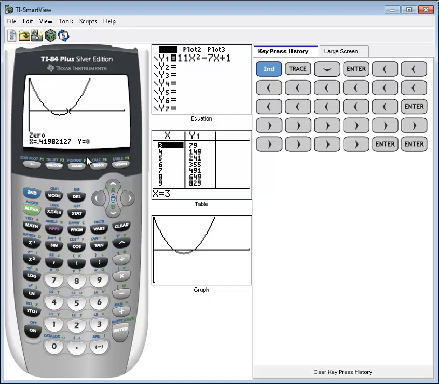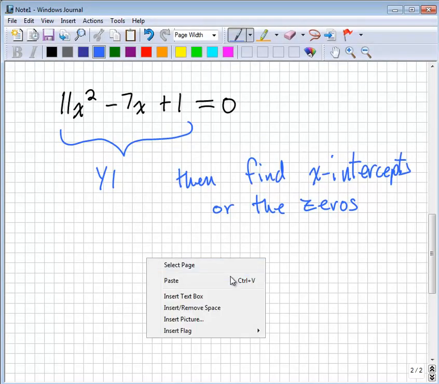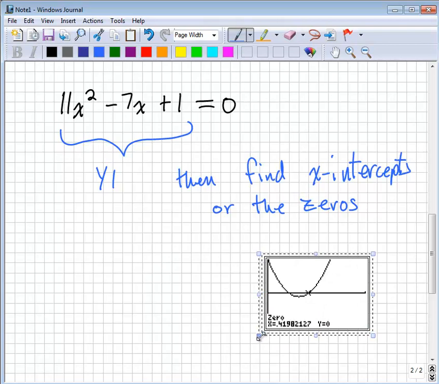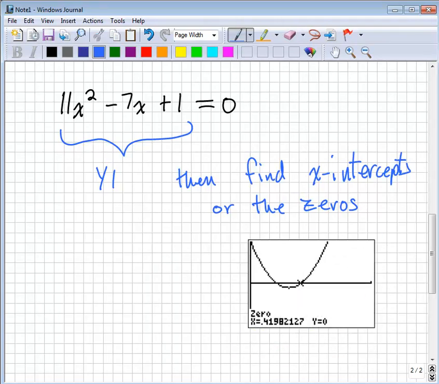It'll find that point, so I'm going to capture that. That's the same value we saw before, 0.41982127. I'm going to paste that in our solution over here. So that's one solution.